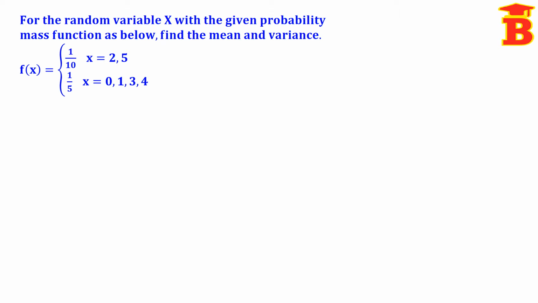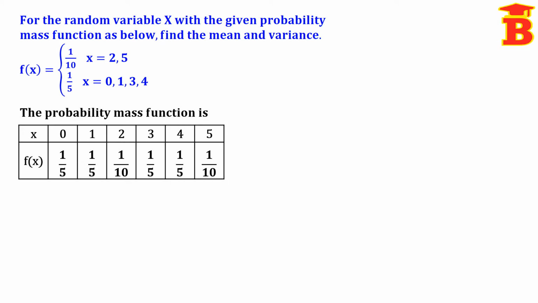Here f of x is given, that is equal to 1 by 10 when x is equal to 2, 5. 1 by 5 when x is equal to 0, 1, 3, 4. We have to form a table. So the probability mass function is, so the given question can be taken like this.